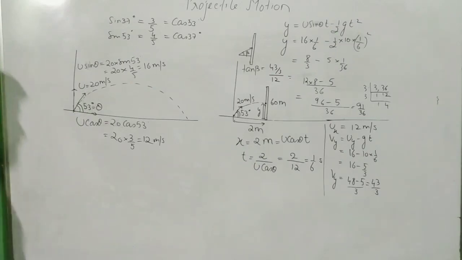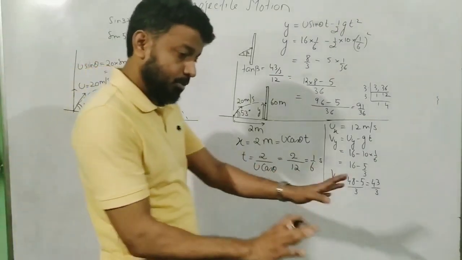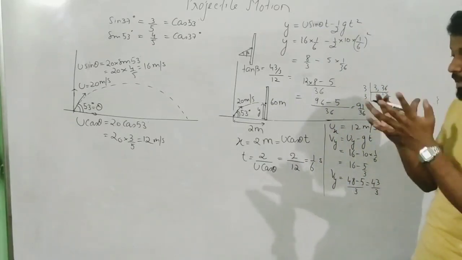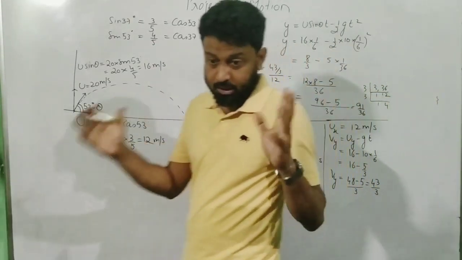This is what happens in projectile motion. Some data will be given to you, some data they will ask you to find. Remember, the bridge between x and y, the bridge.